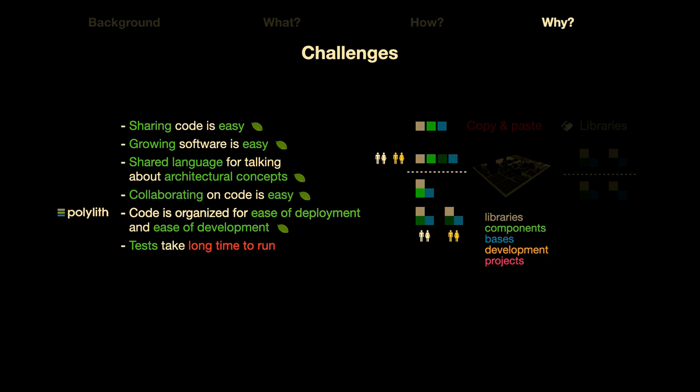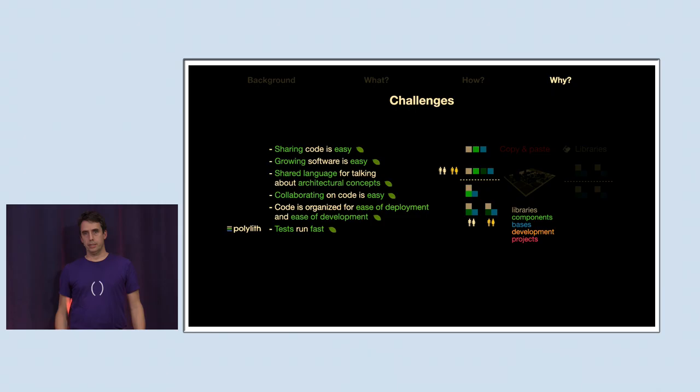And finally, I want to say a little bit that tests take long time to run today. But with Polylith, tests run fast. And the reason is, how it works is that if you make a change in one component, you only have to execute the tests in that component and the projects that are affected by that change. And this kind of encourages you to run the tests often locally, which is good.